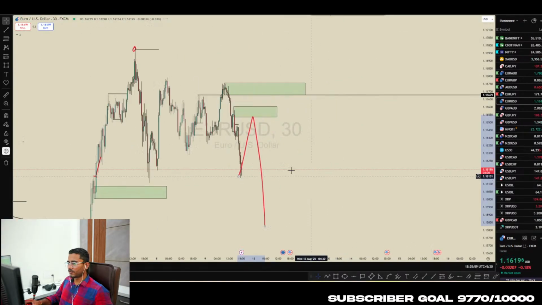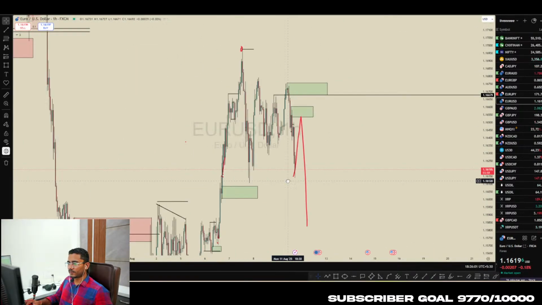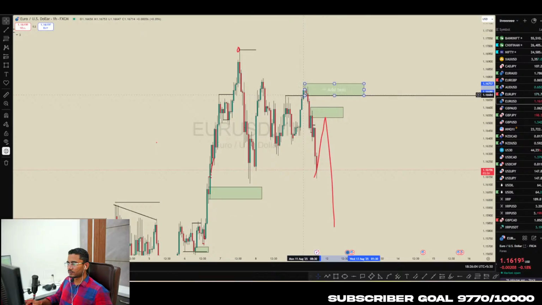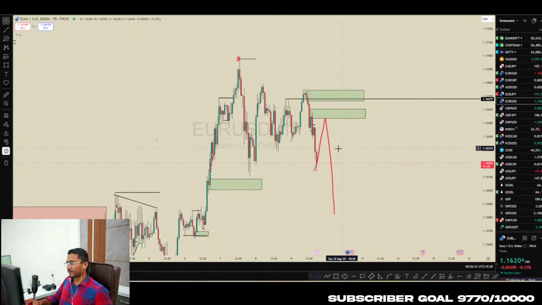So if you go to 30 minutes, we can see, not 30 minutes, but on 1 hour, this is a refined order block. We have two order blocks on EUR/USD where we can look for sell side trades.